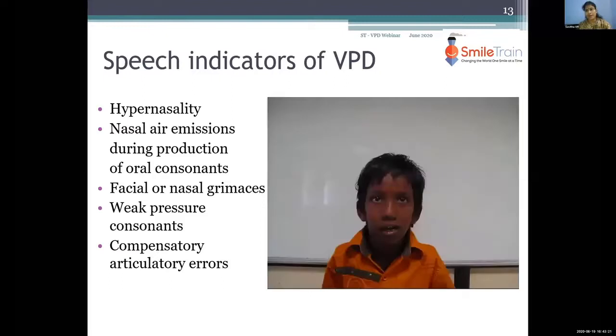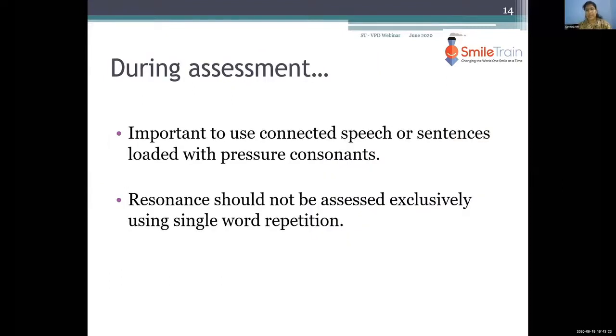Now, while we train our ears to identify, another important aspect when we are talking of perceptual assessment is the kind of sample that is elicited. When we are talking of velopharyngeal dysfunction, it's always important to use connected speech or sentences which are loaded with pressure consonants in order to complete the assessment. Resonance should never be assessed exclusively using a single word repetition task. You always have connected speech as well when you're looking at assessment of resonance.